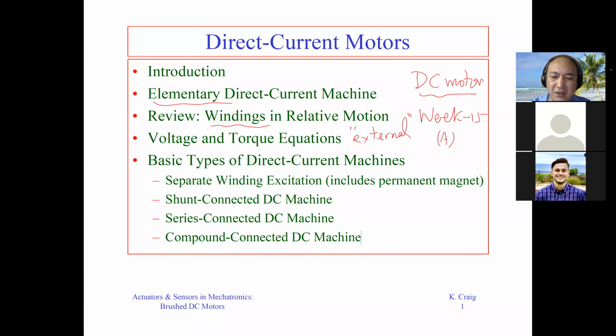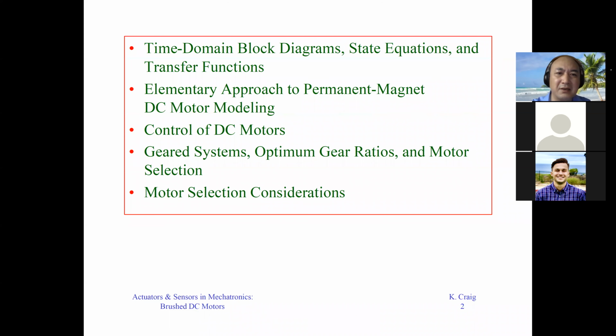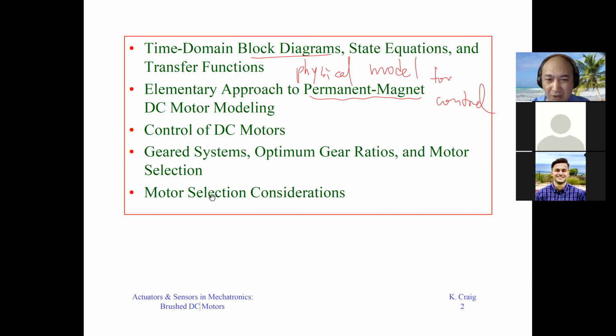Another one is the permanent magnet DC motor. We are going to go through all the block diagrams that are useful for modeling or control. The modeling is basically physical modeling for control purpose. Then we have some practical issues regarding how to select the gear, what the gear ratio is, and how to choose the motor. When you select the motor, what are the factors?